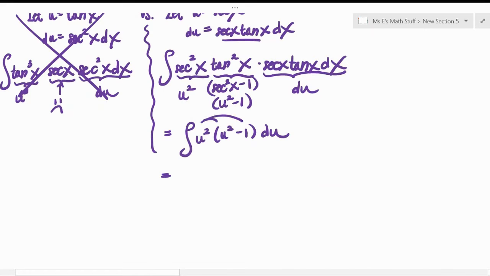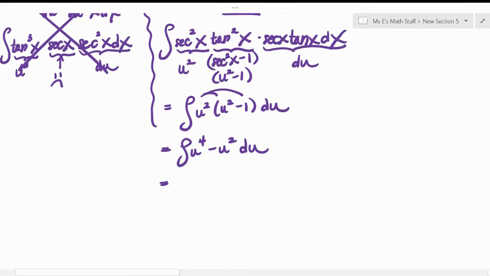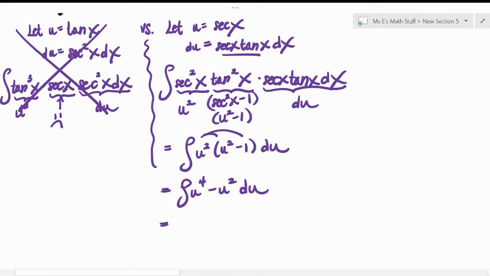All right, distribute. We'd have u to the fourth minus u squared. Back substituting, we let u equal secant, so the antiderivative would be u to the fifth over 5, but let's back substitute at the same time. So secant to the fifth x over 5 minus secant cubed x over 3, and then plus c.